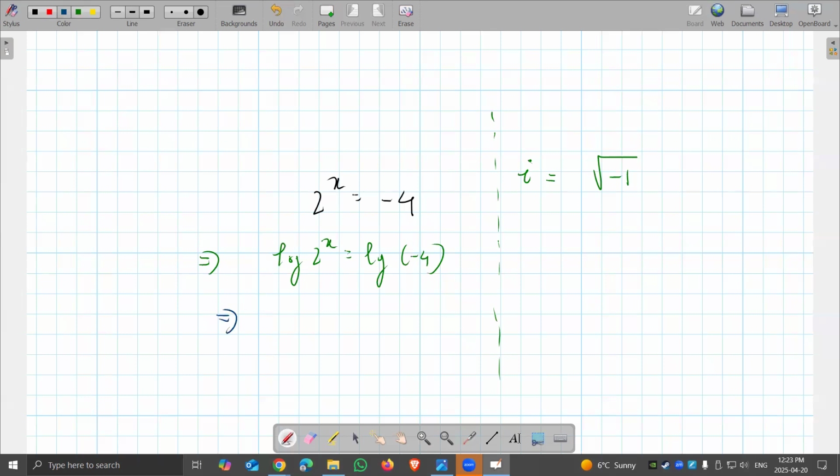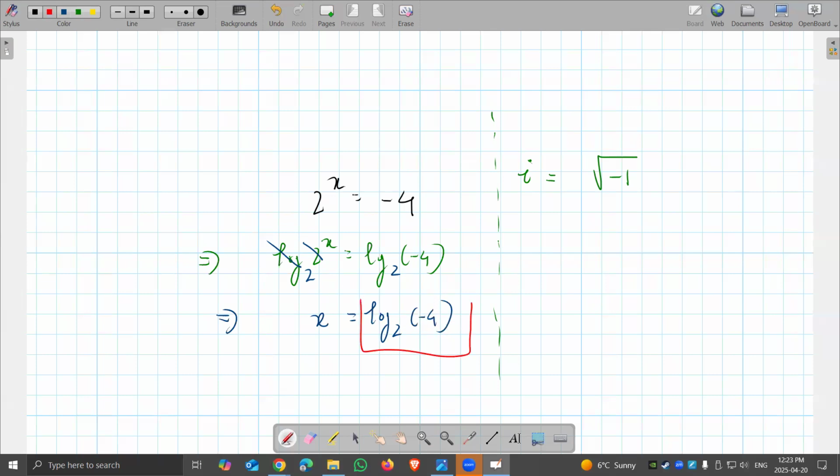Now, log base 2 cancels with itself because they're inverse functions. Log base 2 is the inverse function of exponentials, so they cancel each other out. So on the left-hand side of this equation, we have x. On the right-hand side of this equation, we have log base 2 of negative 4.